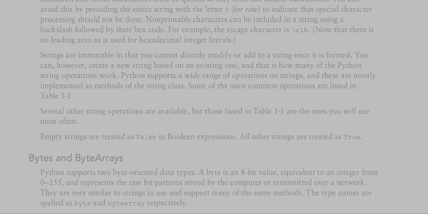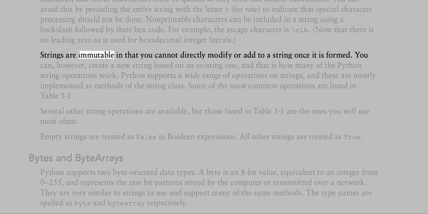Special characters such as tabs, \t, or new lines, \n, must be prefixed or quoted with a backslash character, and literal backslashes must be quoted so they look like double backslashes. You can avoid this by preceding the entire string with the letter r for raw to indicate that special character processing should not be done. Non-printable characters can be included in a string using a backslash followed by their hex code. For example, the escape character is \x1a. Note that there is no leading 0 as is used for hexadecimal integer literals.